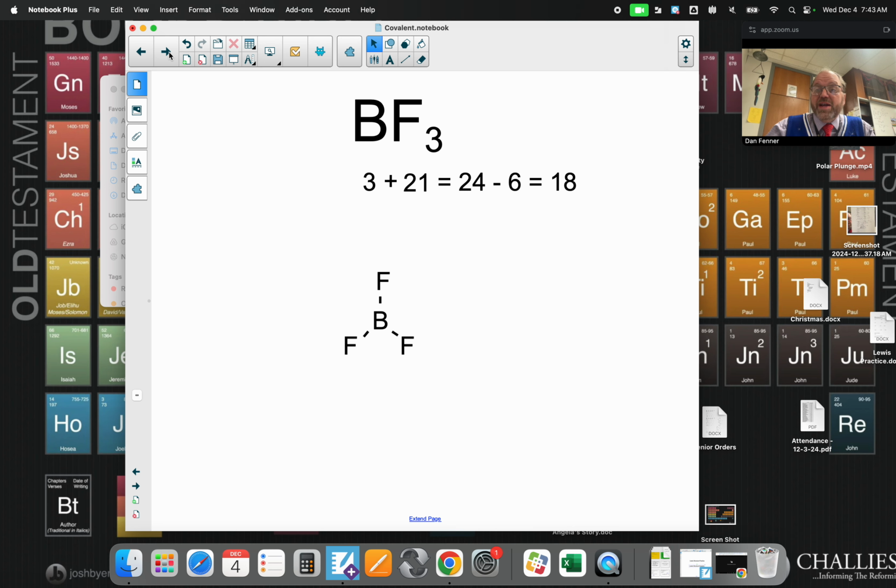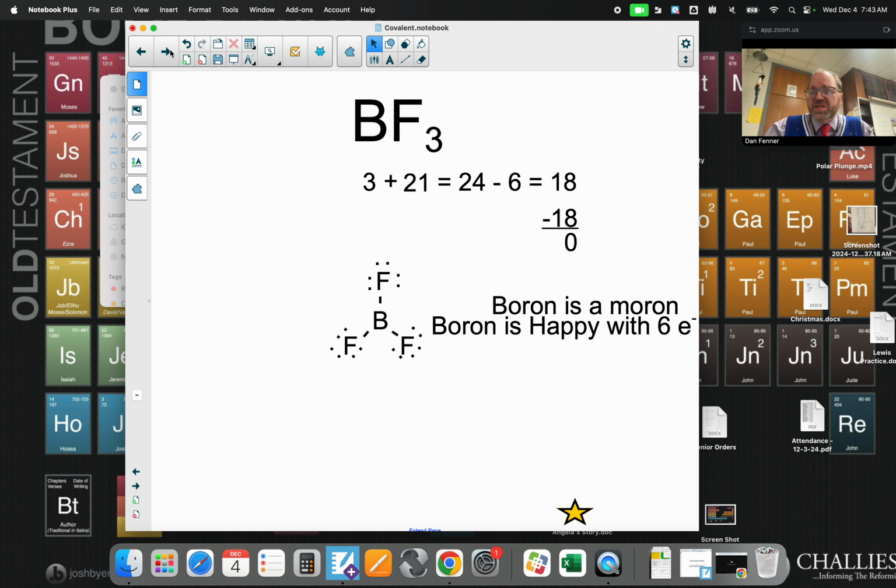Now, I need to fill the octet. I didn't have to do the last one because hydrogen only needs 2, but fluorine needs 8. So therefore, we're going to put 1, 2, 3, up to 18. That's all the electrons I have. I'm all out. I don't have enough, so am I going to do something weird? No, I'm not. Why? Well, here's the reason. Boron's a moron. What does that mean? Well, boron is happy with 6 electrons, so it's the only one that does that. We're good to go.